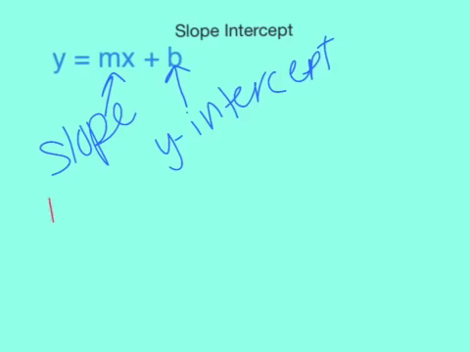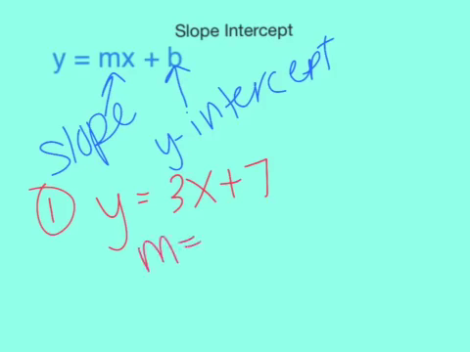So if I look at problem 1 here, if I say that y = 3x + 7, right from this equation I can identify what my slope is. Well, that's easy. M is 3, or my slope is 3 over 1. And then b, or your y-intercept, is 7. So what that y-intercept means is that your graph will cross the y-axis at 7.